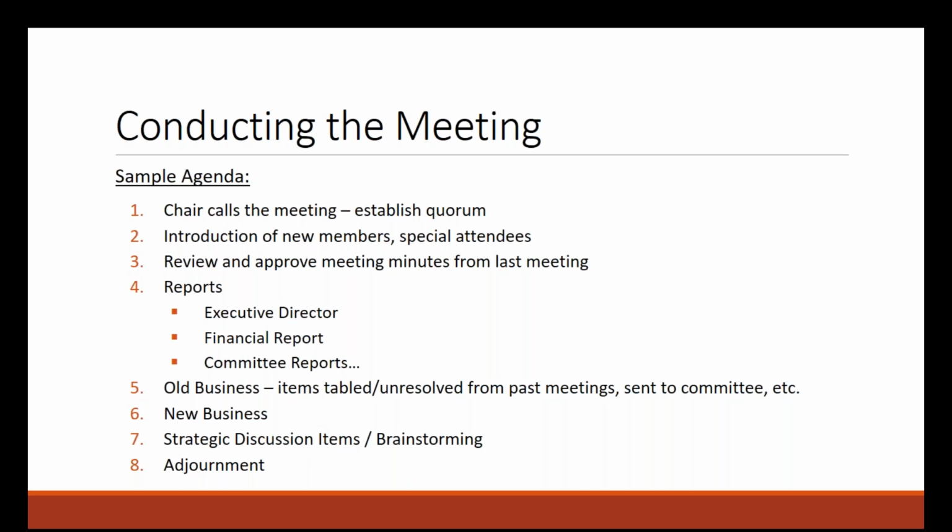Then the way a lot of nonprofits structure their meetings is to do an old business, new business distinction. Old business are items that were tabled or unresolved from past meetings, items that were sent to committee for a little bit more work or exploration. If you have items like that, bring them back, close the loop, take a vote if appropriate on those old items, and then the introduction of new business. I put here under 7, maybe some time for strategic discussion items or brainstorming. A trend right now is to make sure that meetings aren't just all about information downloading and sharing.